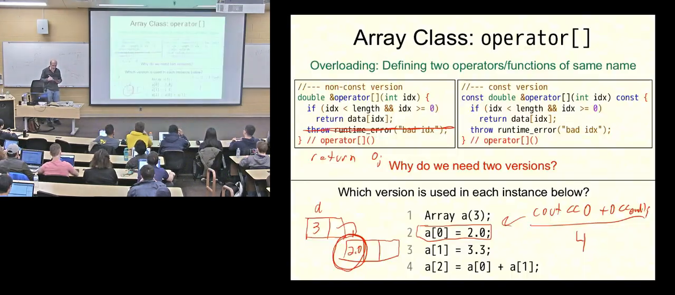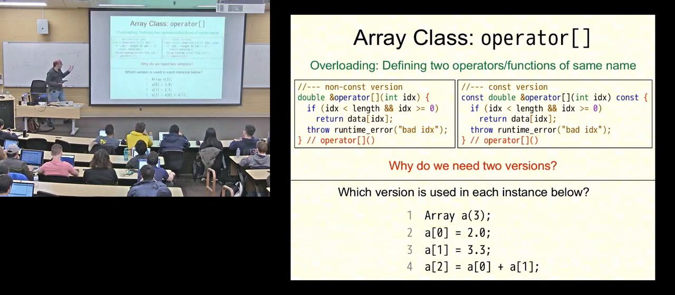So we can't return a reference to a constant. We either have to return something that still exists. When this function is over, data sub IDX still exists. It's safe to return a reference to it.